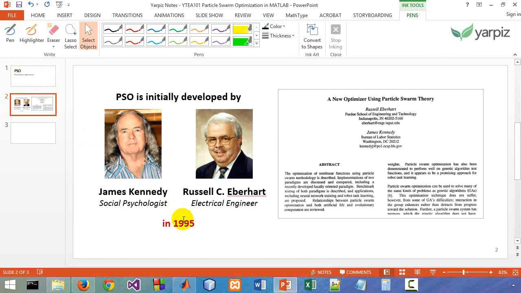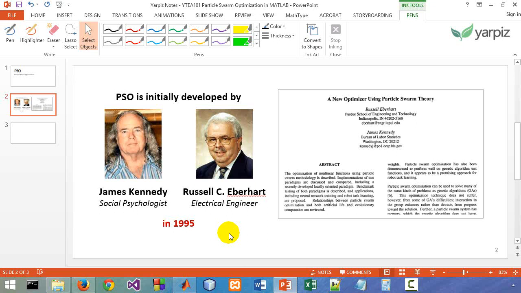Initially, PSO was introduced by James Kennedy and Russell C. Eberhart in 1995. Originally, they were working to develop a model to describe the social behavior of animals like a flock of birds and a school of fish. However, they realized that their model is capable of doing optimization tasks. So they proposed a new optimizer based on their model, which is called particle swarm optimization.